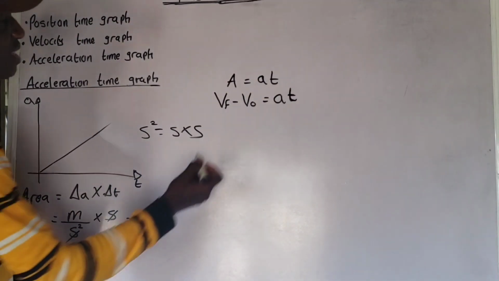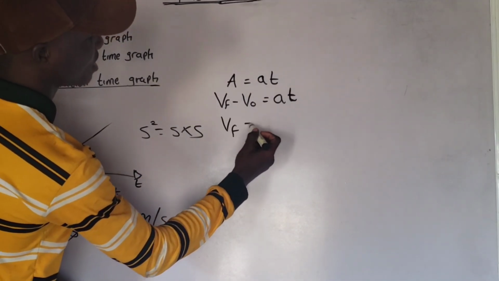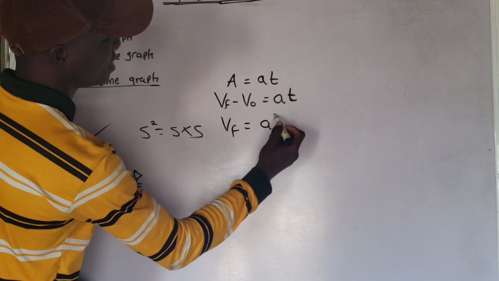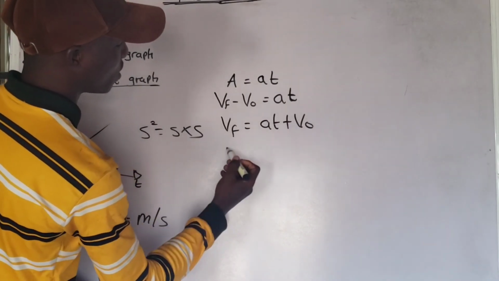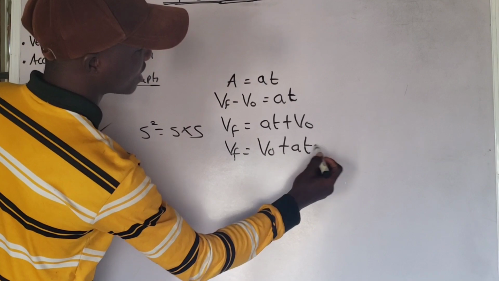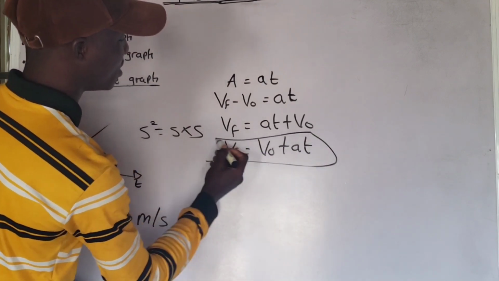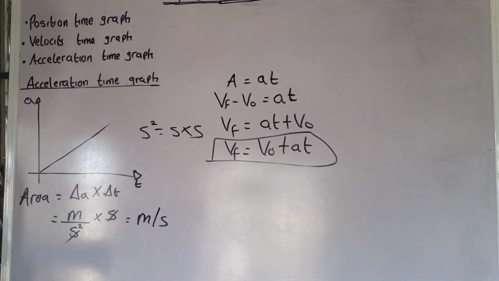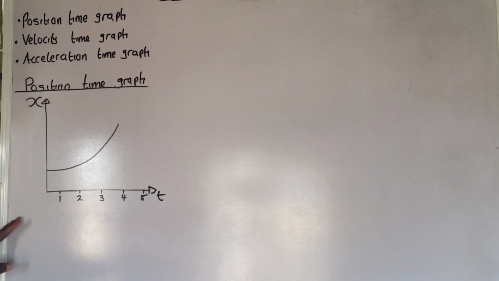That means final velocity Vf is equal to V naught plus at. Which is one of the equations of motion. Now, let's say we have this position time graph.